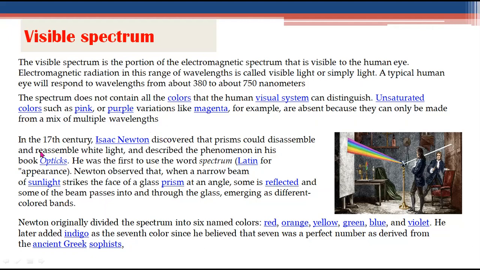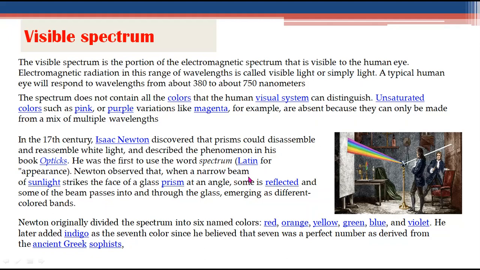In the 17th century, Isaac Newton discovered that a prism could disassemble and reassemble white light. Here, the major breakthrough in photography, which is the basis of remote sensing in the earlier stages, was the theory given by Isaac Newton. It was a breakthrough at that time. He was the first to use the word spectrum, Latin for appearance.